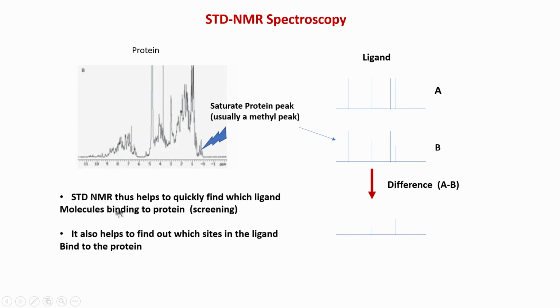So, STD-NMR thus helps to quickly find which ligand molecules bind to the protein. This is again used for screening a large number of drug molecules. Initially, when you do not know which one binds strongly, we expect all the molecules to be weak binders, but the initial screening will help to filter out those which are even weaker than the regular compounds, and then take the ones which are binding and further optimize them to make them stronger.